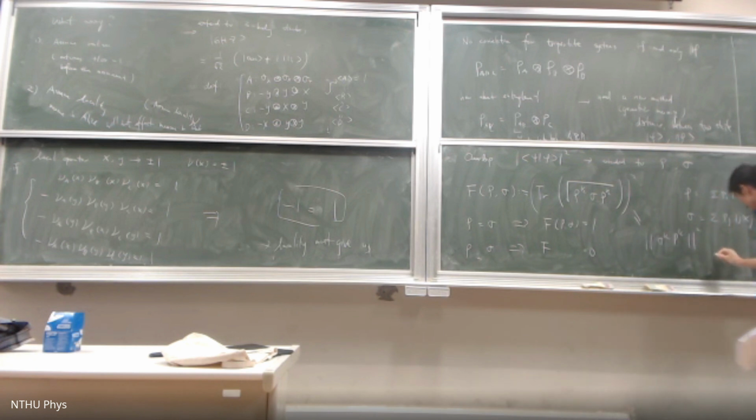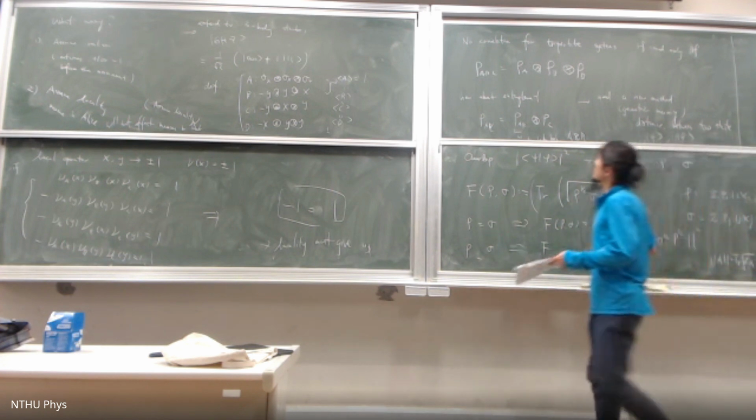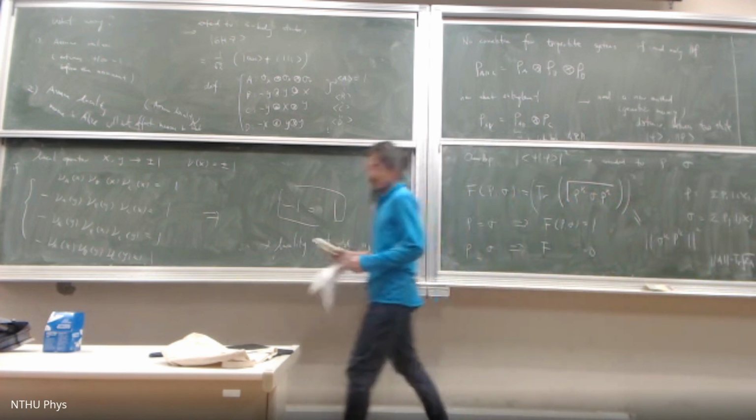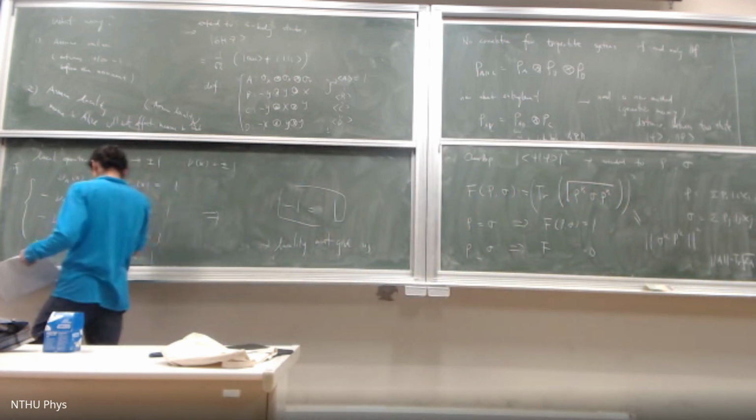And this of A, by definition, is the trace of the square root of A dagger A. It's called the trace norm. So with this definition, we can characterize entanglement of a tripartite system or multipartite system in the following way.